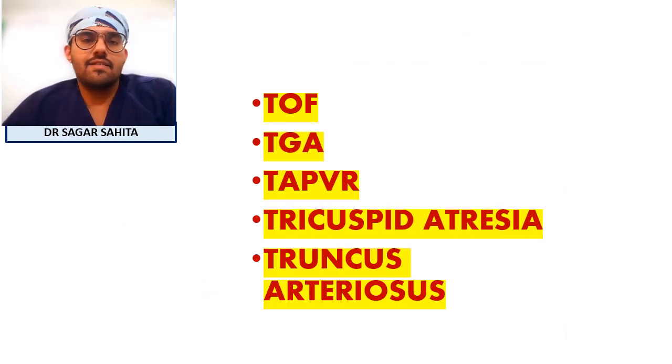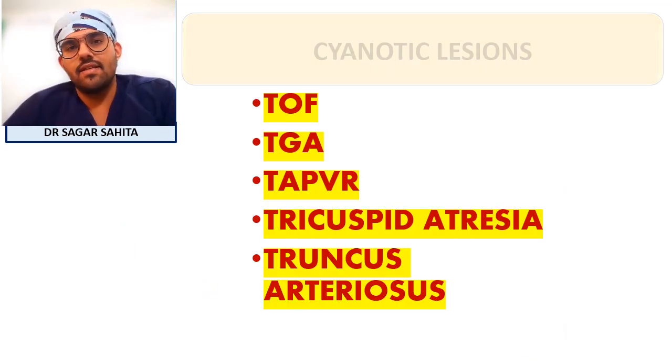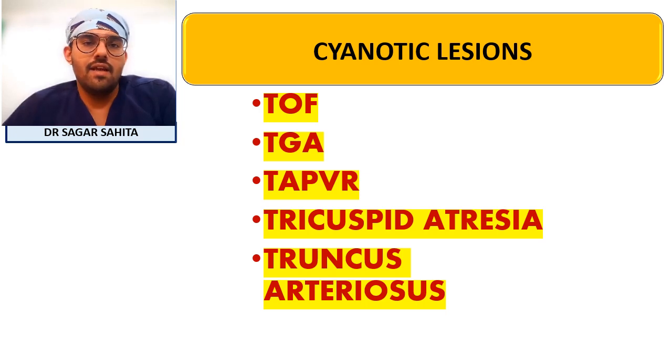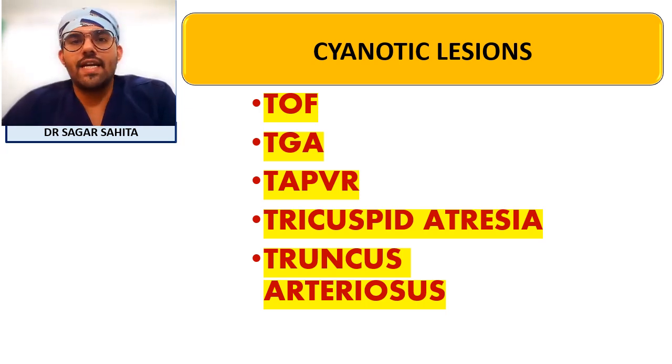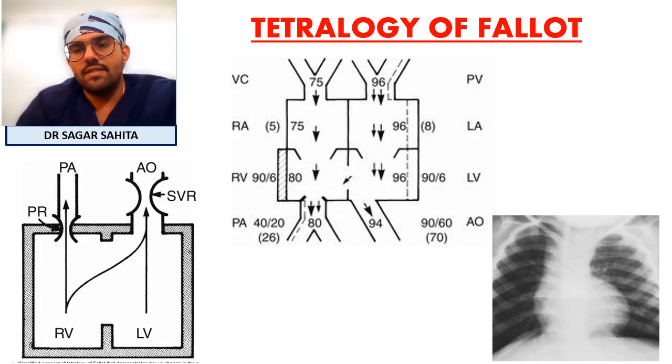Having said that, let's come to the last group of patients, that is the cyanotic lesions. The typical example of a cyanotic lesion is tetralogy of Fallot. But you can remember all the T's: transposition of great arteries, total anomalous pulmonary venous return, tricuspid atresia, and truncus arteriosus. This is the characteristic boot-shaped heart of a tetralogy.